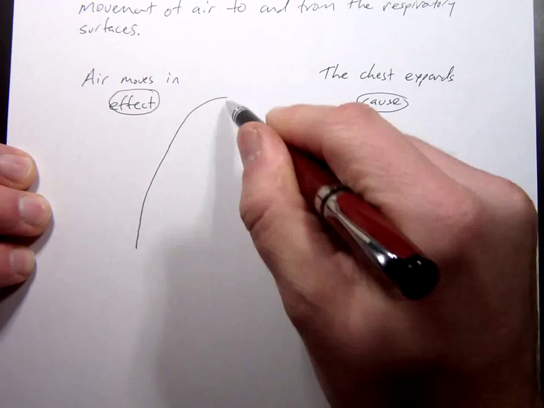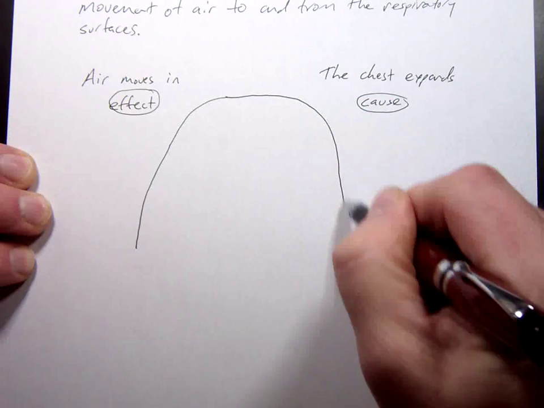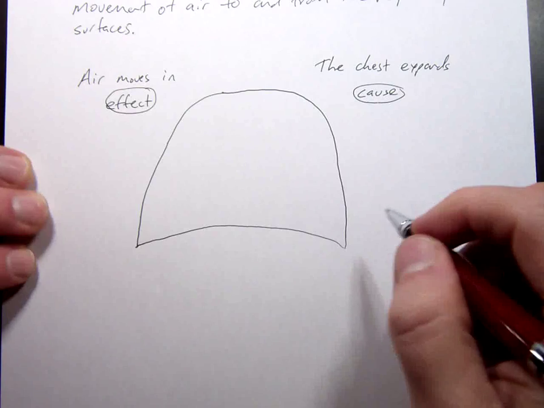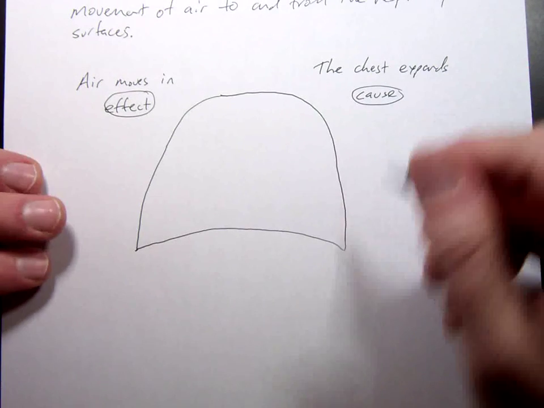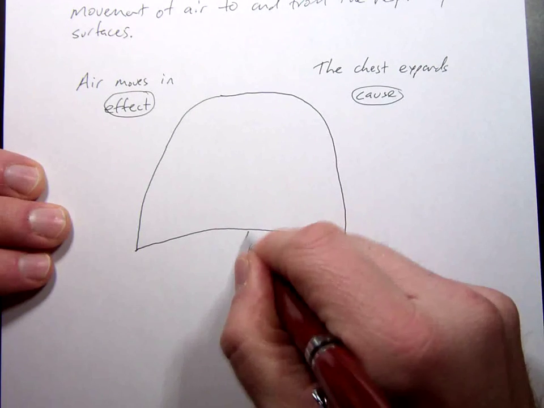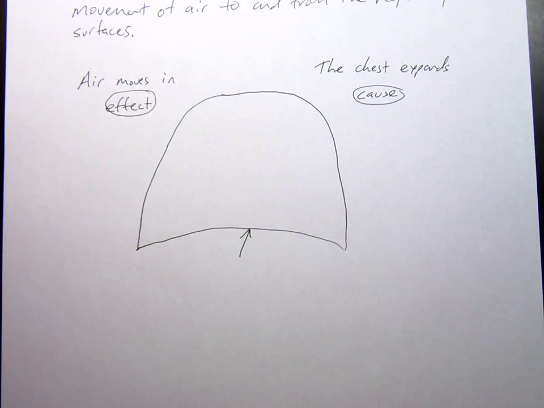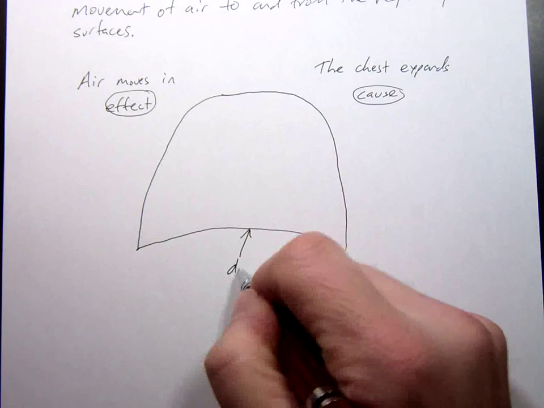So draw this kind of makeshift dome here with me, and we're going to put this muscle right there. Okay, here's the chest cavity, aka the thoracic cavity. Down here at the bottom is a muscle. This muscle is what separates the chest cavity, or thoracic cavity, from the abdominal cavity. What is the name of that muscle? That is the diaphragm.